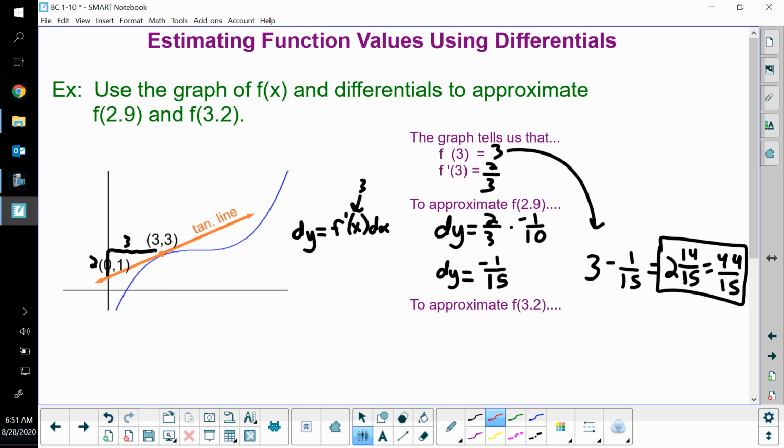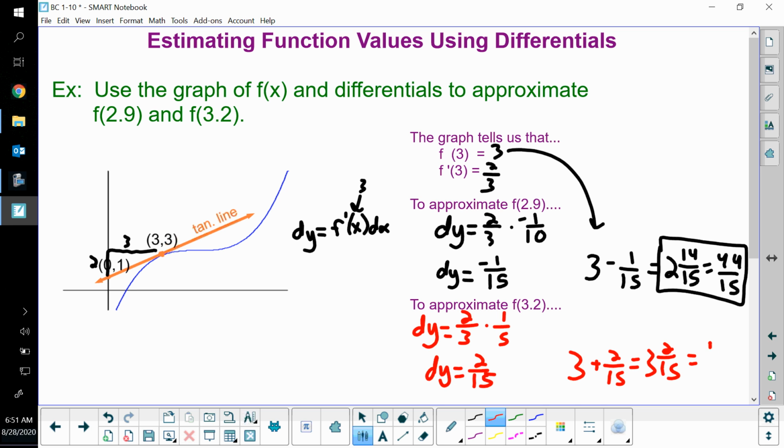Next example, f of 3.2. Our slope of our tangent line at the point of tangency is still 2/3. This time we increased by 0.2, which is the same as positive 1/5. So dy would equal 2/15 in this case. That's the approximate change in our y value. Apply that to the nice y value. So 3 plus 2/15 will give us 3 and 2/15, or 47/15.